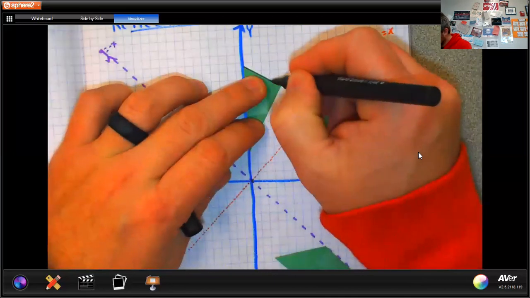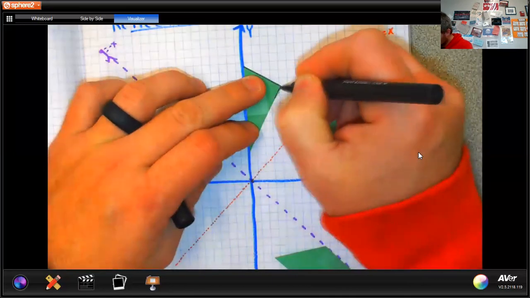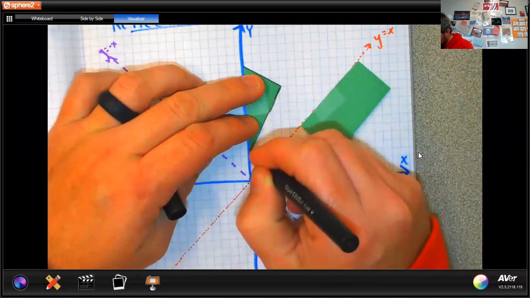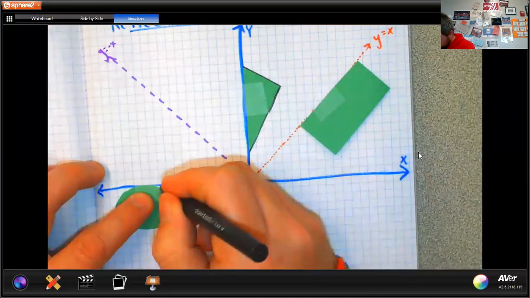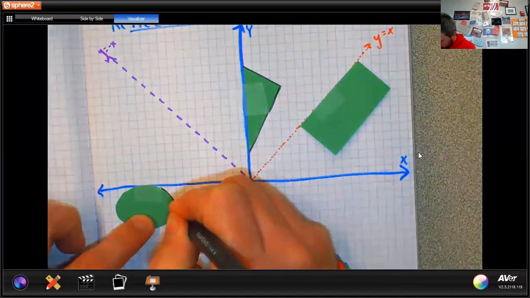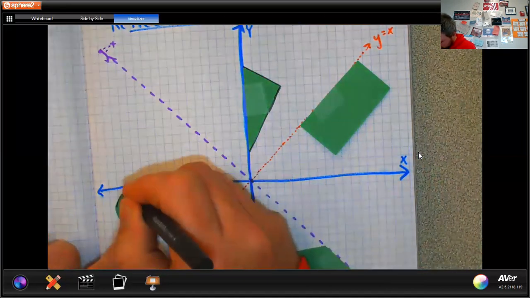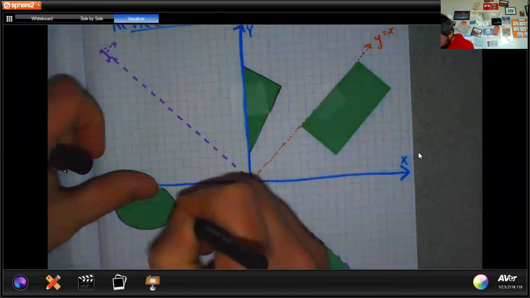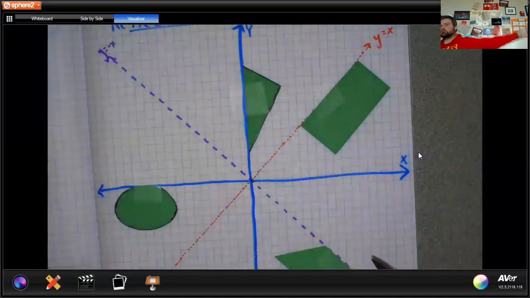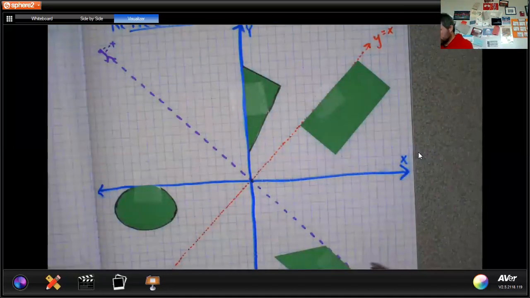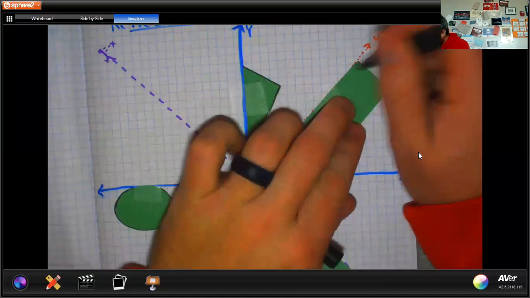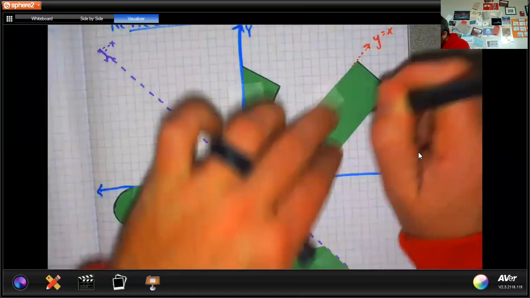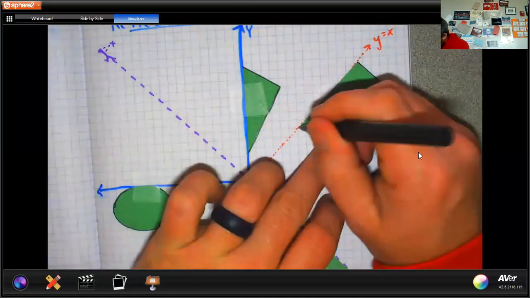So we're going to trace all around in the same color here. And I'm not going to trace on the line because that part really doesn't matter, just on the outside. My lights went off.